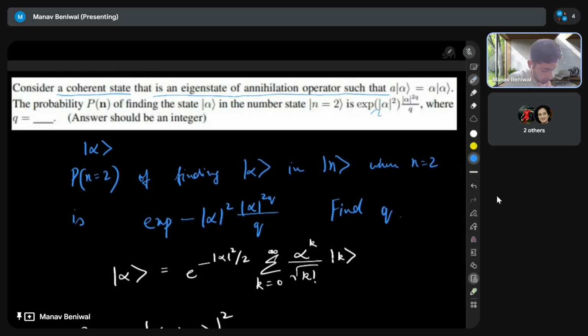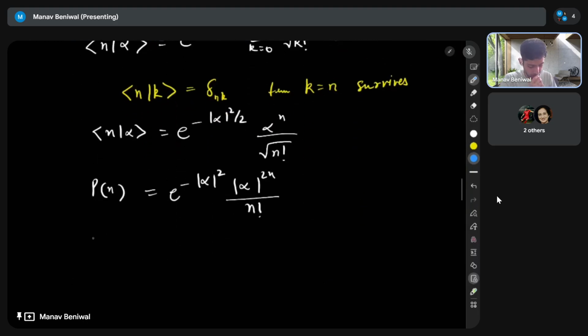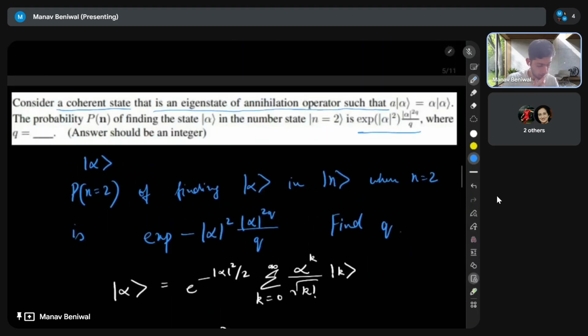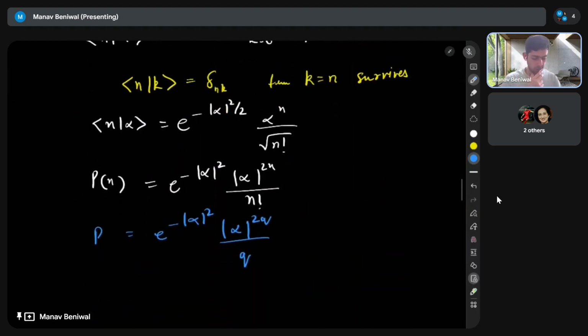So what we are given is exponential minus mod alpha square, alpha to the power 2q divided by q. So we are given that the probability is e to the minus mod alpha square, alpha to the power 2q divided by q, right? And this is what they get for n is equals to 2.